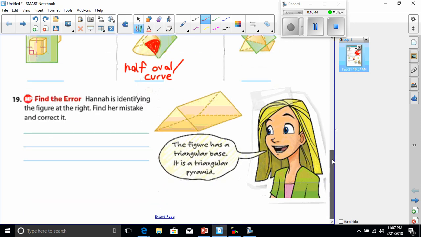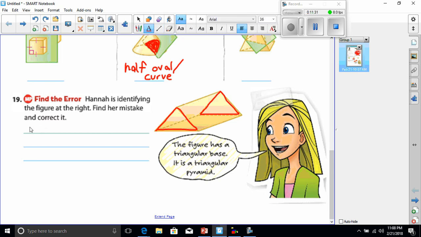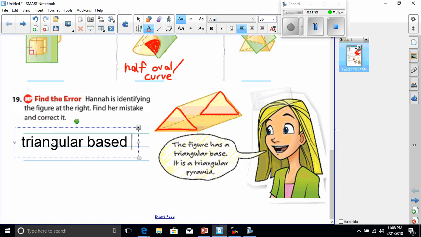All right, and letting you do the even ones, that puts me at number 19. Hannah is identifying the picture at the right. Find her mistake. She says the figure has a triangular base. It is a triangular pyramid. Well, here's the problem with it. In a pyramid, all the faces are triangles, and we don't have all the faces triangles here. And we do have this base parallel with this base, and they are congruent. And that is the description, actually, of a prism. So what we really have here is a triangular based prism. So let's put that down.